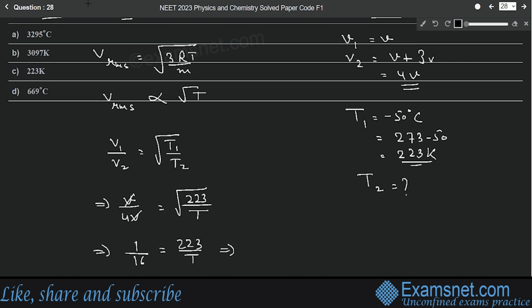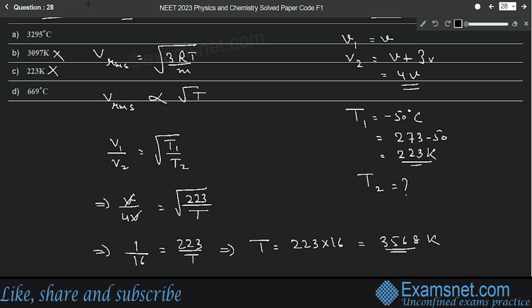And we have to find out the value of T. So that will be equal to 223 into 16. And on multiplying, what value do we get? We'll get 3568 Kelvin. Okay. So this is the final temperature, but here this value is not given in Kelvin.